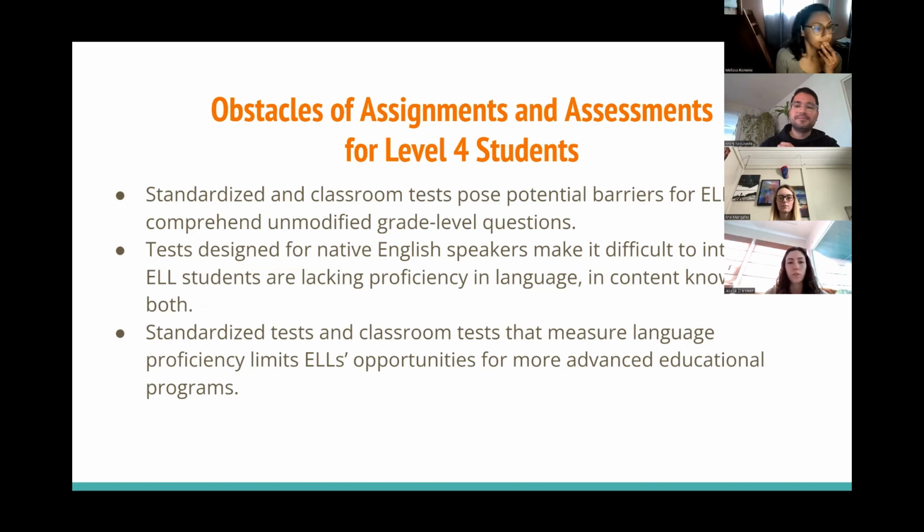All right, so some potential obstacles that assignments and assessments may pose for level 4 students. Standardized and classroom tests pose potential barriers for ELLs to comprehend grade level questions, especially if they're not modified or if they don't have any underlying supports. Tests that are commonly designed for native English speakers also make it really difficult as a teacher to interpret their scores, to understand if they're lacking in proficiency in language, or in the content knowledge, or possibly in both. And standardized tests and classroom tests that measure language proficiency limit ELLs' opportunities for more advanced educational programs, such as maybe an AP course, or some of the gifted programs.